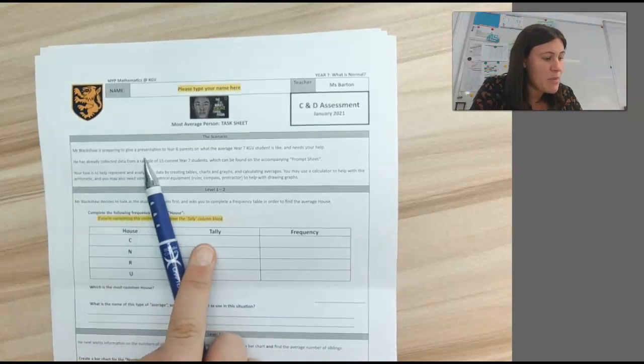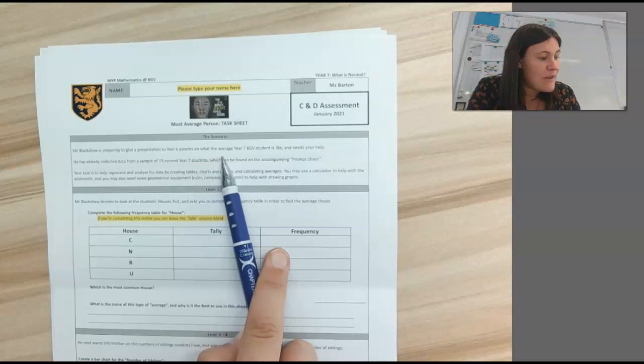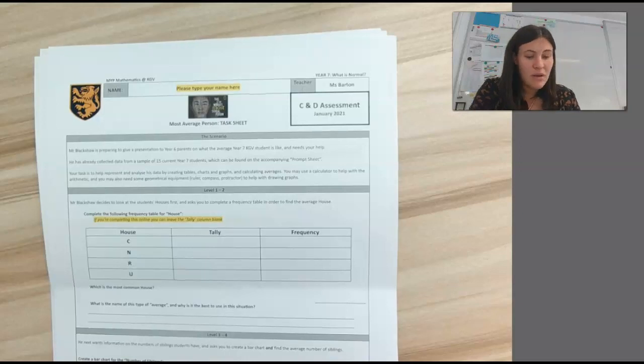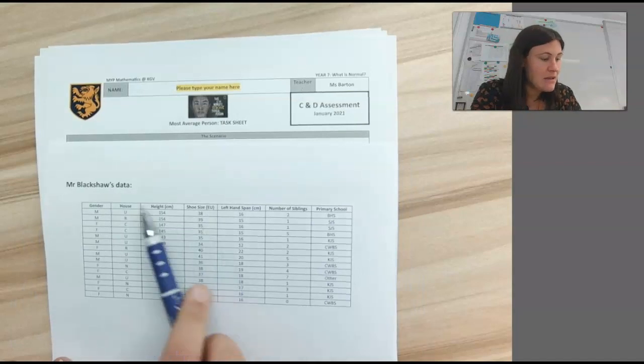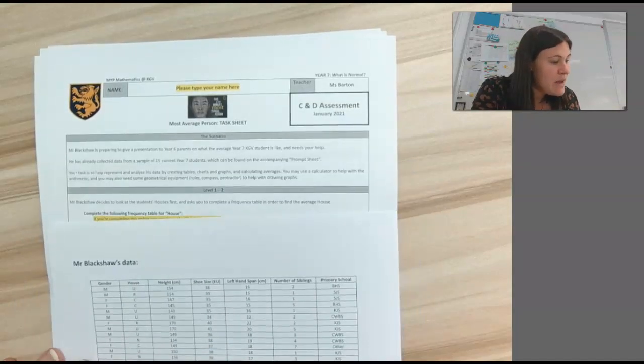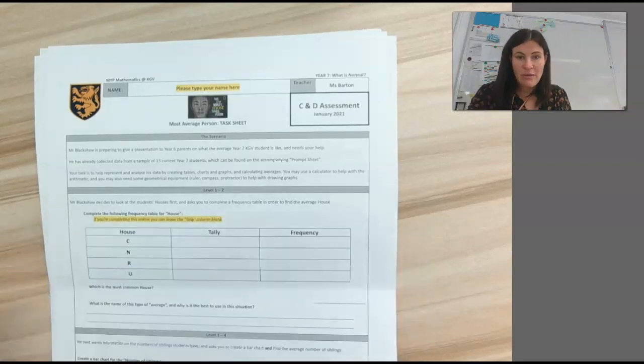So Mr. Blackshaw is preparing to give a presentation to Year 6 parents on what the average Year 7 KG5 student is like and needs your help. He's already collected data from a sample of 15 current Year 7 students. So you've got that data here as well that was provided. Your task is to help represent and analyse his data by creating tables, charts and graphs and calculating averages. You can use a calculator and you may also need some geometrical equipment.